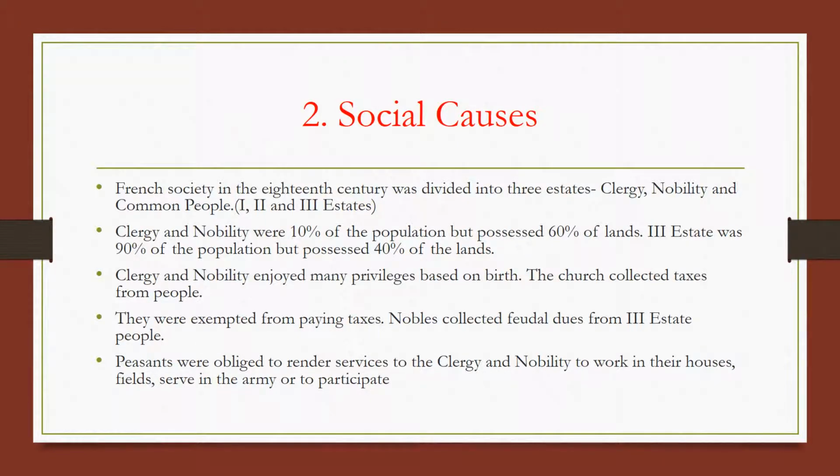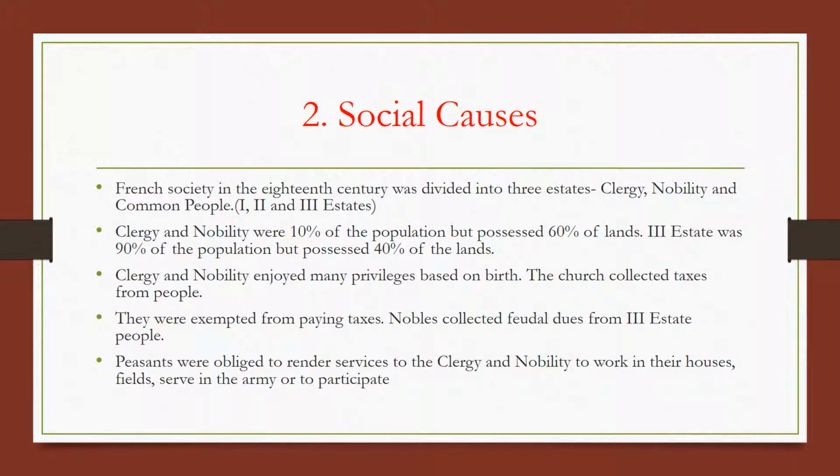French society in the 18th century was divided into 3 estates: clergy, nobility and common people, i.e. 1st, 2nd and 3rd estates. Clergy and nobility were 10% of the population but possessed 60% of lands. The 3rd estate was 90% of the population but possessed 40% of the lands. Clergy and nobility enjoyed many privileges based on birth.